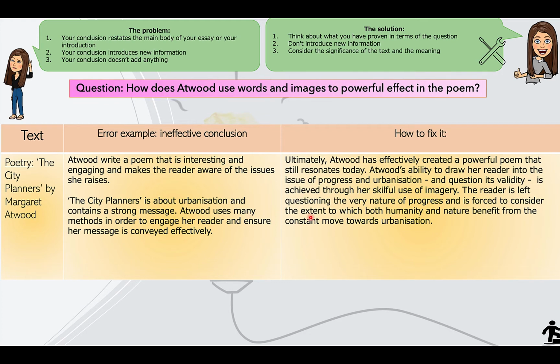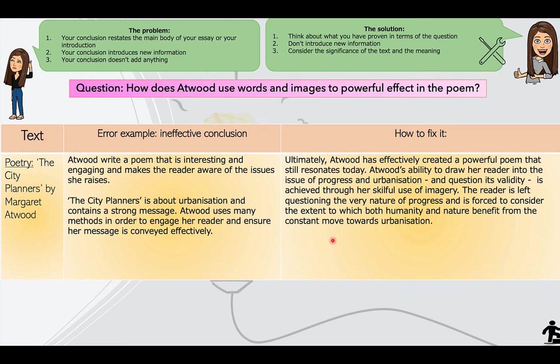So let's have a look at how we fix it. "Ultimately," so think about the kind of vocabulary that you're using to signal that this is now a conclusion. "Ultimately, Atwood has effectively created a powerful poem that still resonates today. Atwood's ability to draw her reader into the issue of progress and urbanisation and question its validity is achieved through her skillful use of imagery."